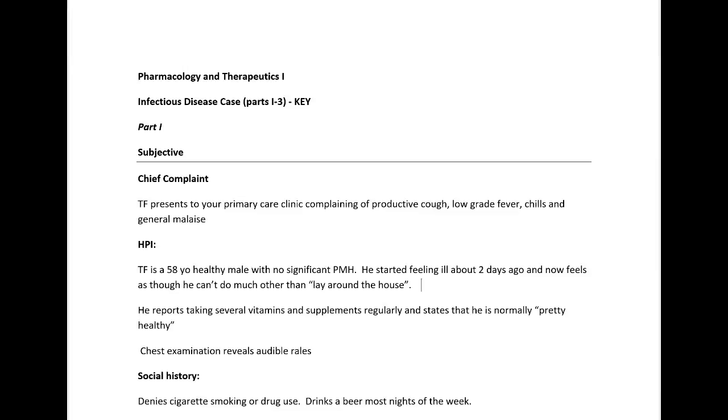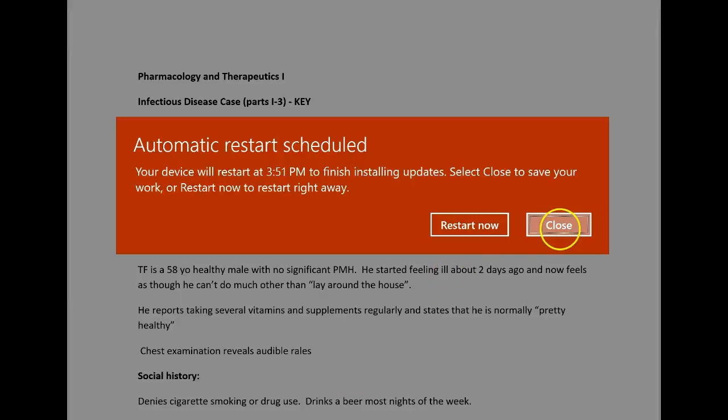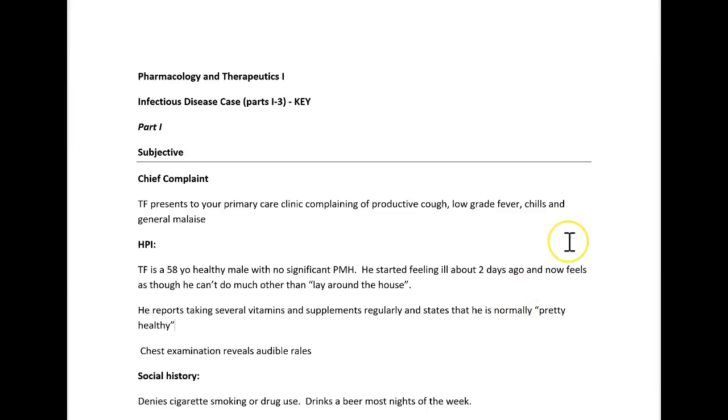All right, guys, I just want to go through the ID case quickly. I'll post the key Word document as well so you can review that. Apparently I have like 20 minutes before my computer's going to shut down on me, so we'll get it done. Here we go.